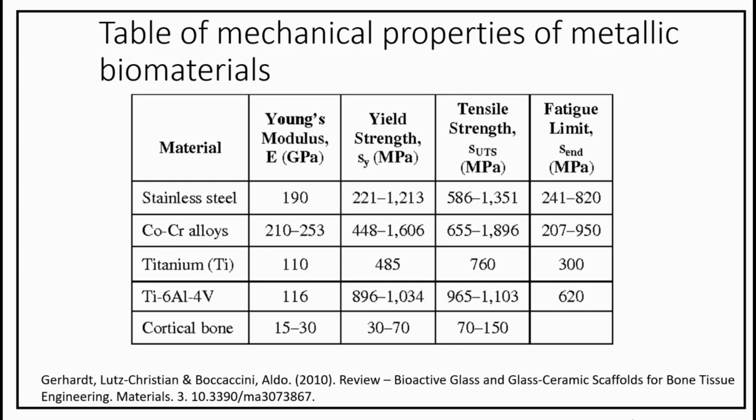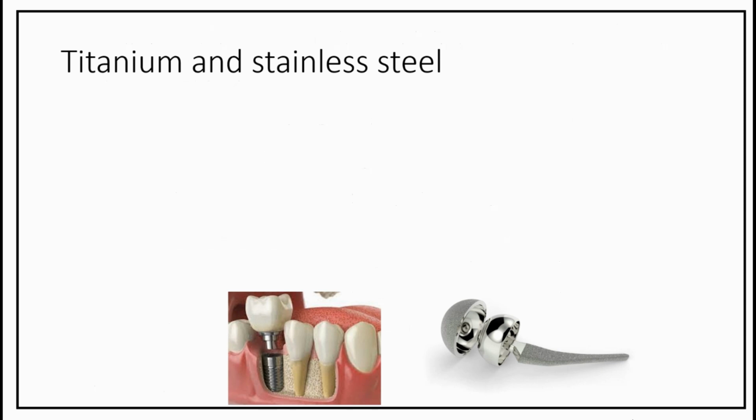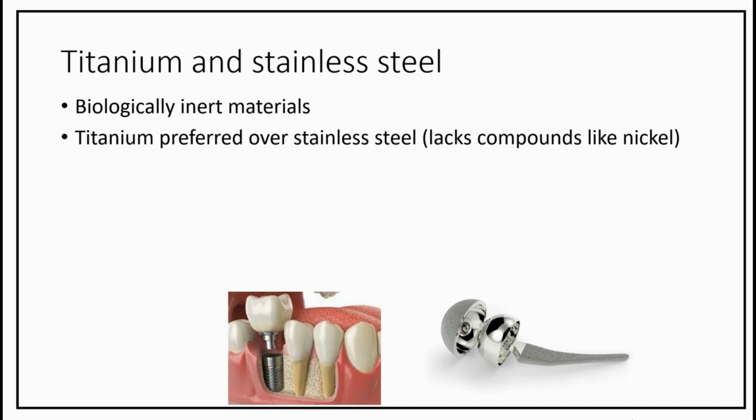The table shows some of their mechanical properties such as Young's modulus, yield strength and tensile strength, compared to cortical bone. Titanium and stainless steel are used everywhere from joint replacements to dental implants. They are biologically inert materials, which means they cause little or no reaction with nearby tissues. The body may recognize them as foreign materials and try to surround them in fibrous tissue, but would not outright reject them. Titanium is however often used in place of stainless steel, as it lacks compounds like nickel, which has been found to be toxic and may cause allergic reactions.